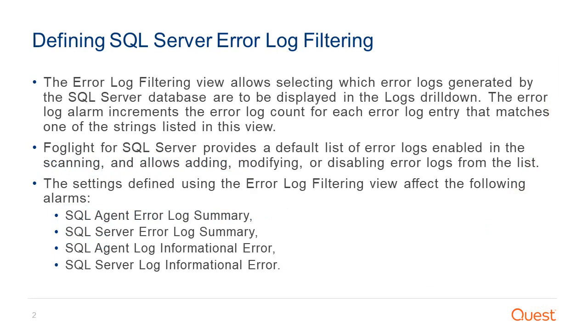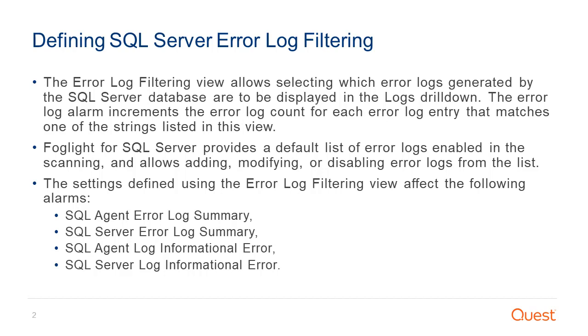The error log filtering view allows us to select which error logs generated by the SQL Server database are to be displayed in the logs drill down. The error log alarm increments the error log count for each error log entry that matches one of the strings listed in this view. Foglight for SQL Server provides a default list of error logs enabled in the scanning and allows adding, modifying, or disabling error logs from the list.